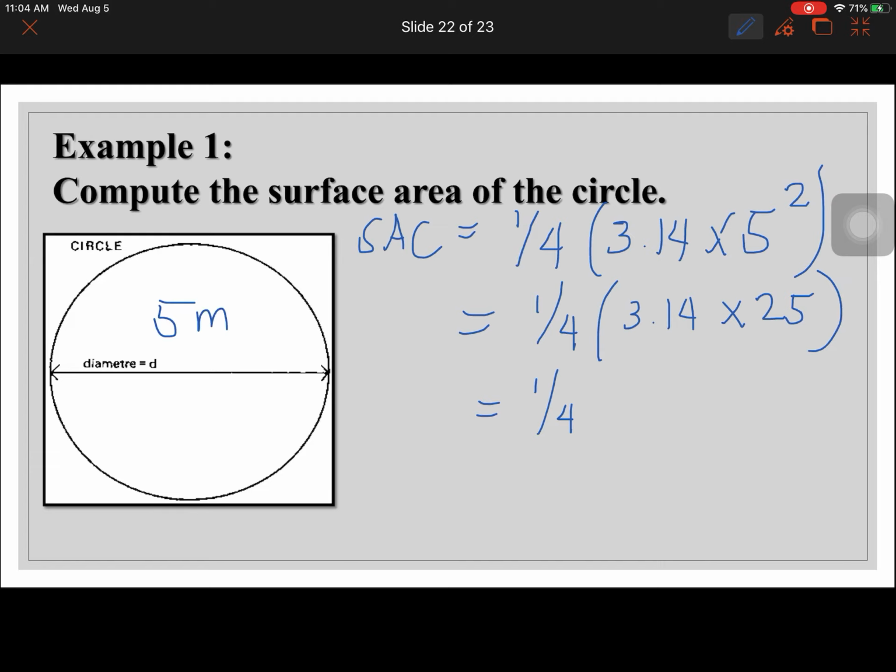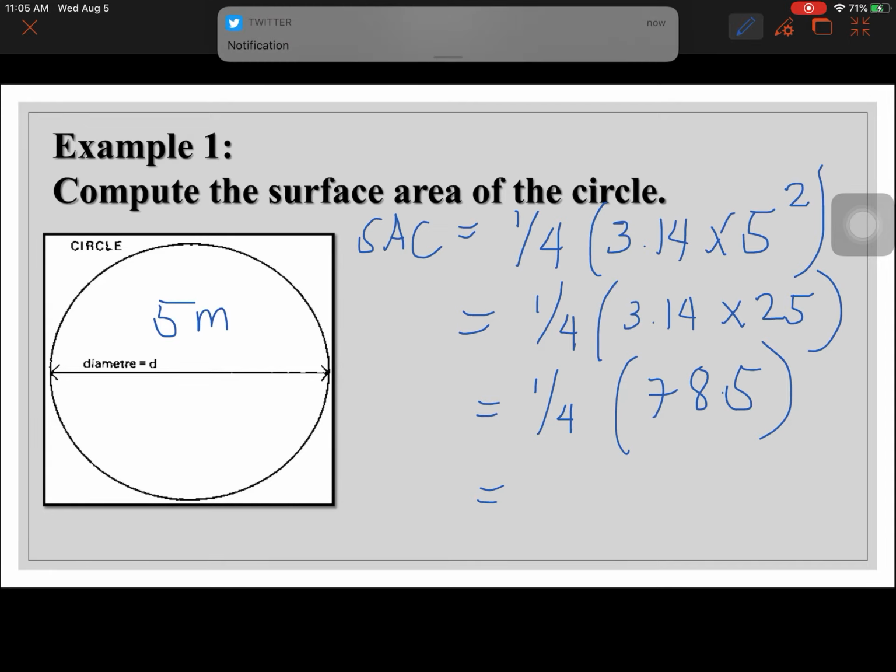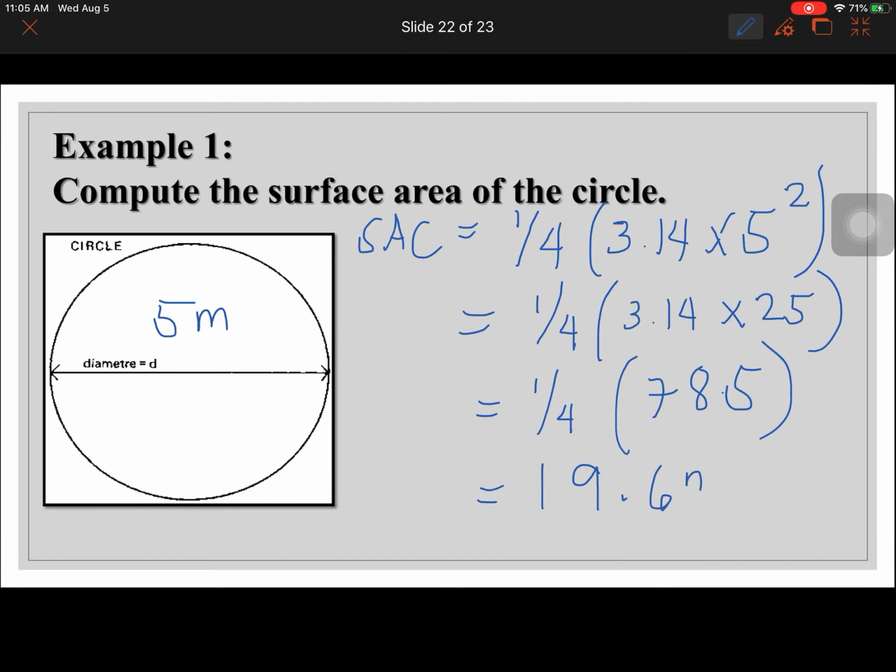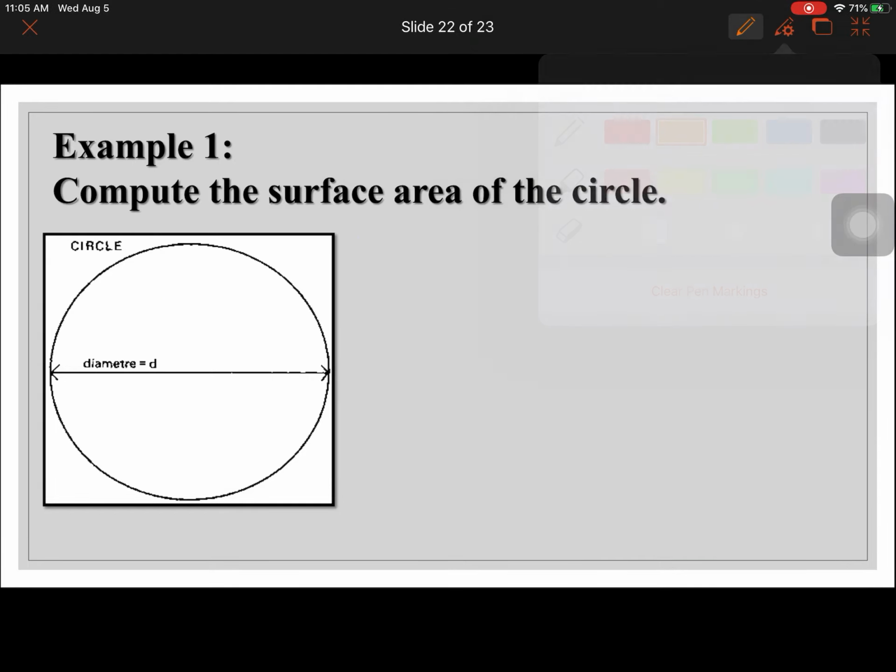78.5. So 78.5 divided mo na lang sa 4. 78.5 divided by 4 is equal to 19.625 meters. Ito po ang ating pinakasagot. Surface area ng circle para sa 5 meters is 19.625. Nagets po ba?